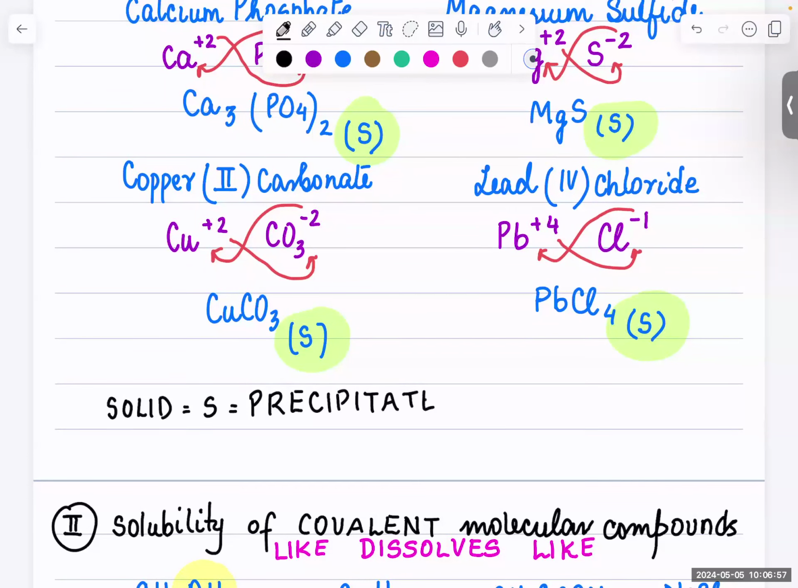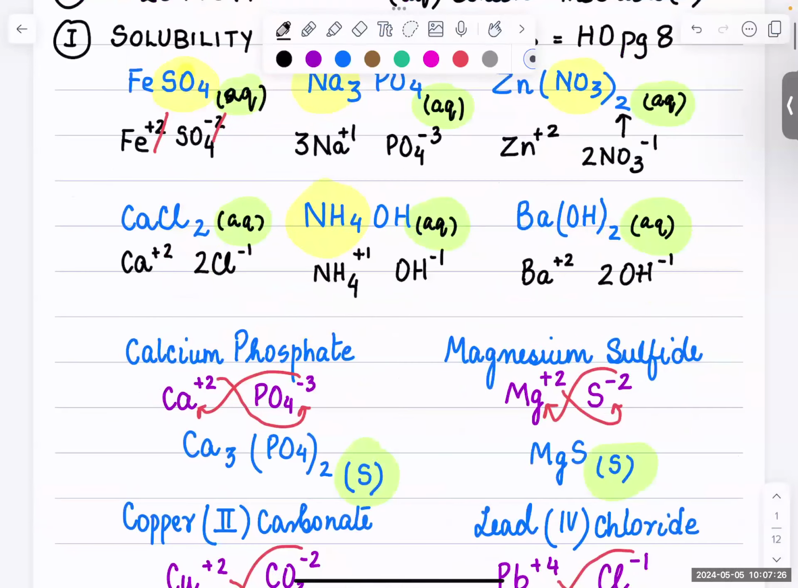If the question asks you to tell whether the substance is soluble or will form a precipitate or not, a precipitate means that it is insoluble. Insoluble in aqueous medium. Aqueous means in water, insoluble in water. And if something is soluble, it's aqueous. So AQ is for soluble in water. So for ionic compounds, we look at the water, okay?